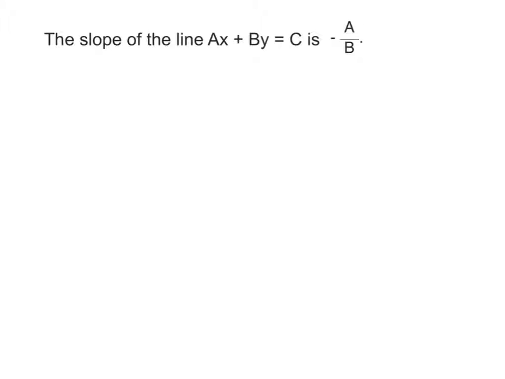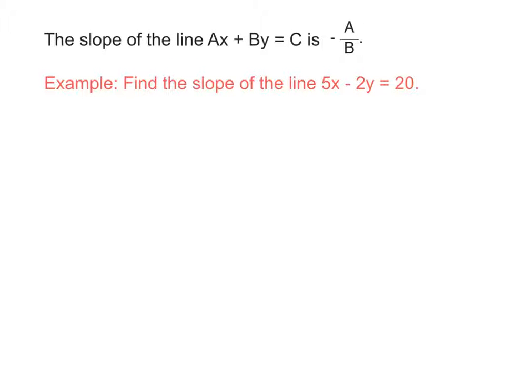Now, if you've got a line whose equation is in the form ax plus by equals c, the slope can be defined as minus a over b. Okay, so this is something that is useful to know if you've got an equation in the form ax plus by equals c. Now let's look at an example. Let's say we were asked to find the slope of the line 5x minus 2y equals 20. Now, in this case, a is equal to 5, b is equal to minus 2, and c is equal to 20.